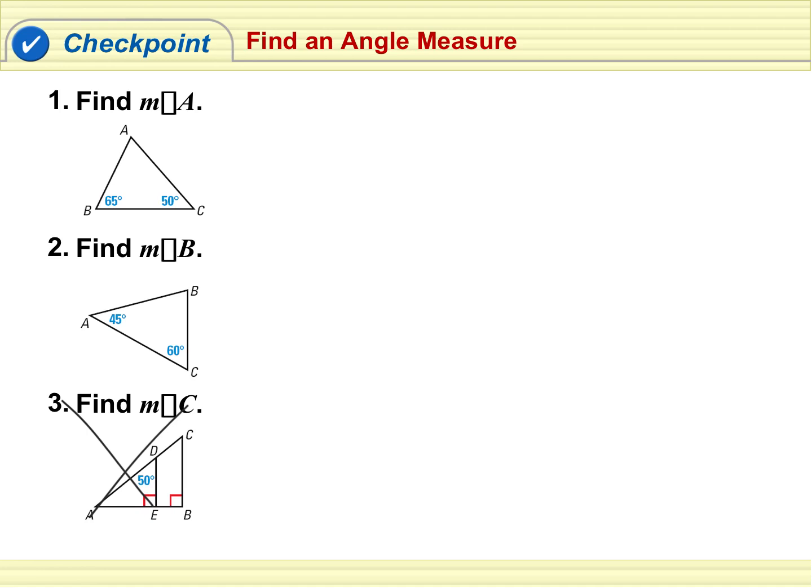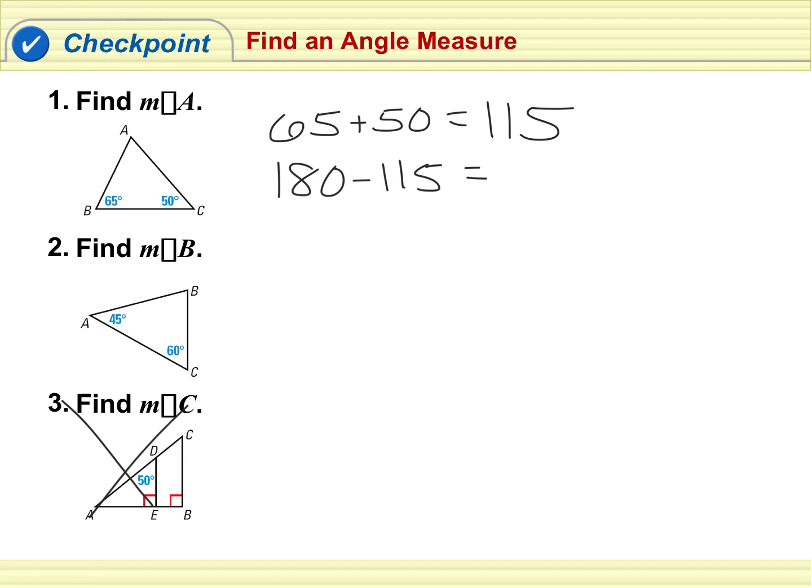How do I find the measure of angle A given the two angles, 65 and 50? 65 plus 50 equals 115. So I'm adding the two angles that I know. Now what do I do? Take 180 minus 115, which equals A. A equals 65. Did everyone get 65? Everyone agree?